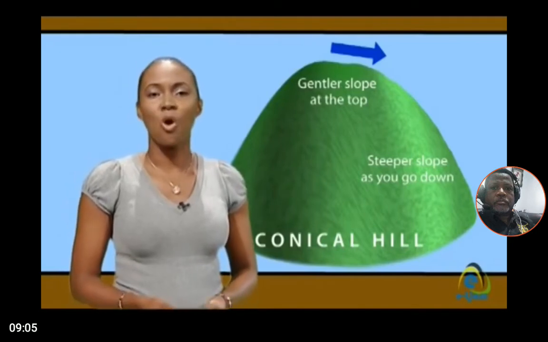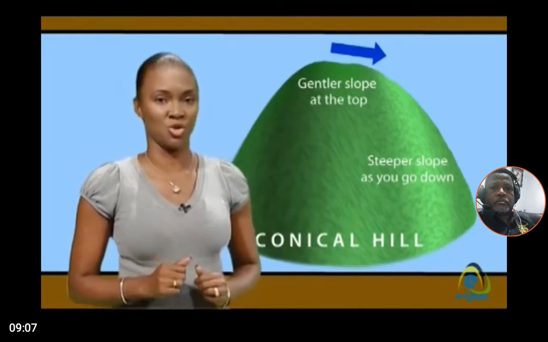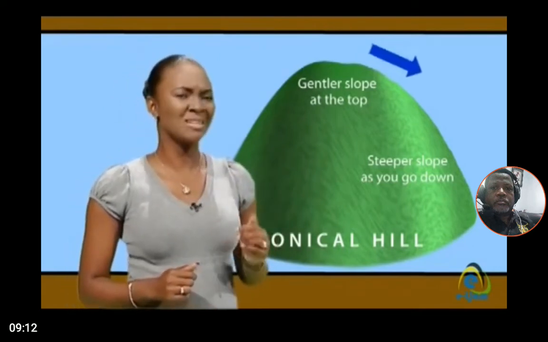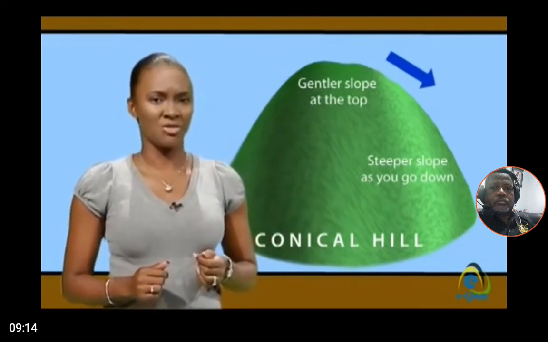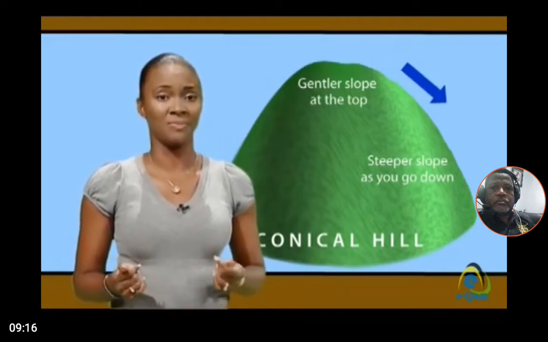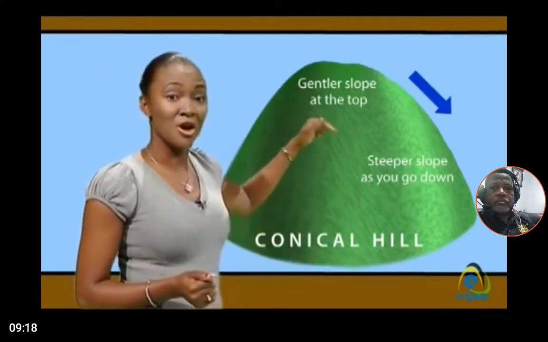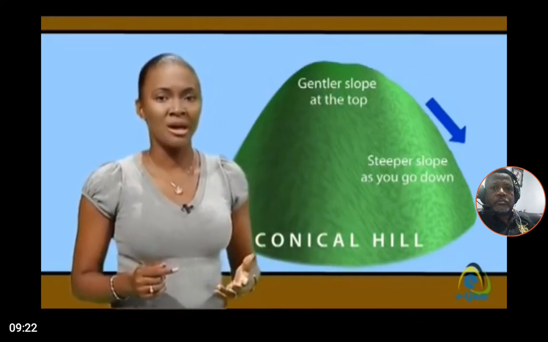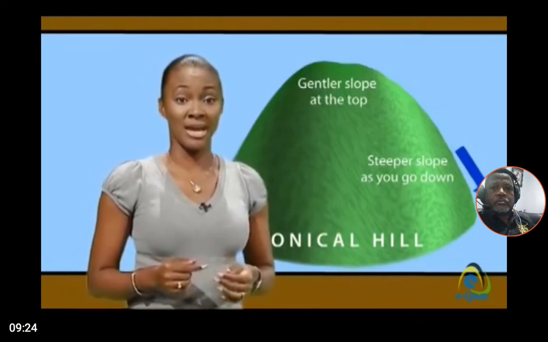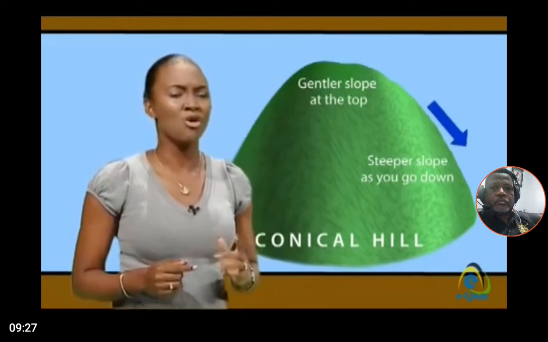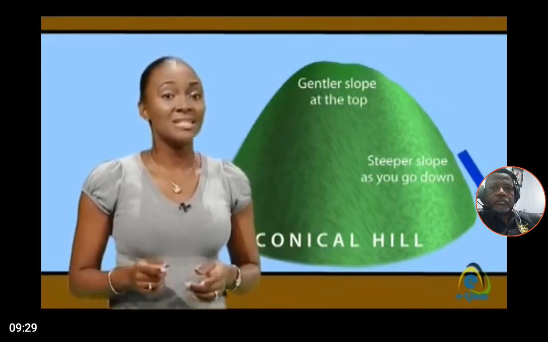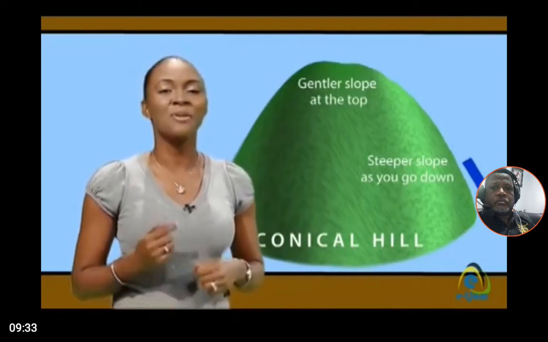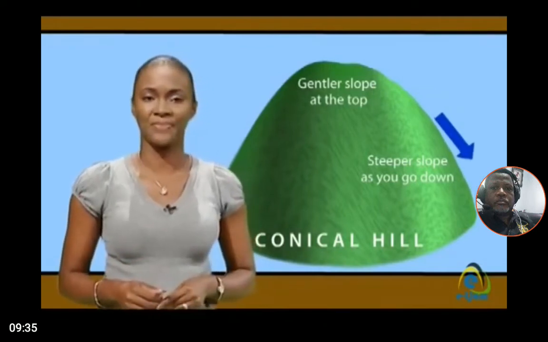Conical hills are formed by water running down a limestone slope. At the top of the slope, movement of the water would be slow. Its effect on the surface of the slope would be minimal. As the water travels further down, gathering speed, stones and other debris, the surface of the slope is abraded or scraped away at a more rapid rate. This explains the slope being more gentle at the top and steeper further down the sides.